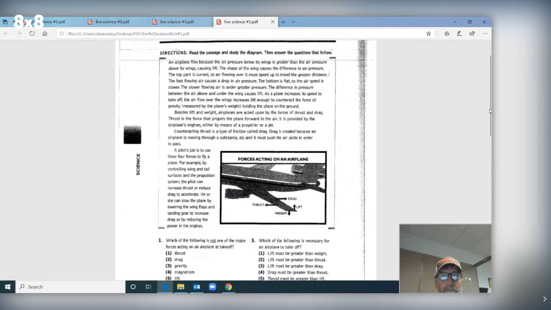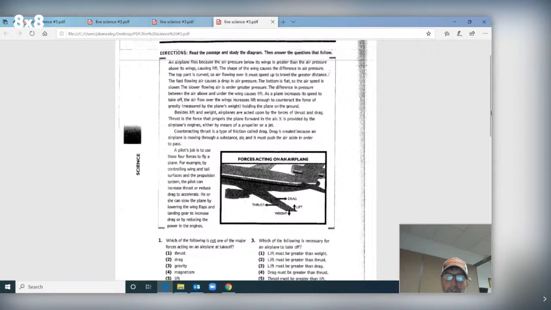So we're going to cross off gravity. The only thing that wasn't mentioned is number 4. So that's going to be the correct answer for 1. Hopefully, when you read through that, you realize 4 of those 5 things were listed as a major factor for an airplane to take off. The only one that isn't is number 4. So that's the correct answer because that's not a major force.